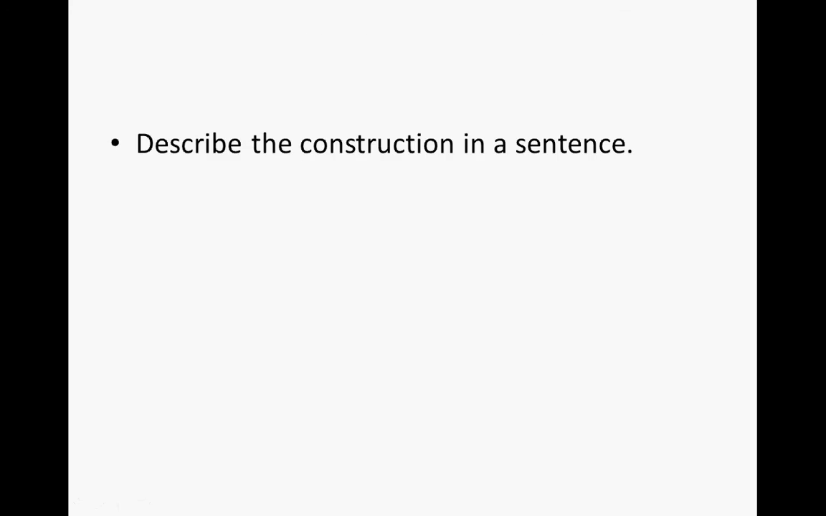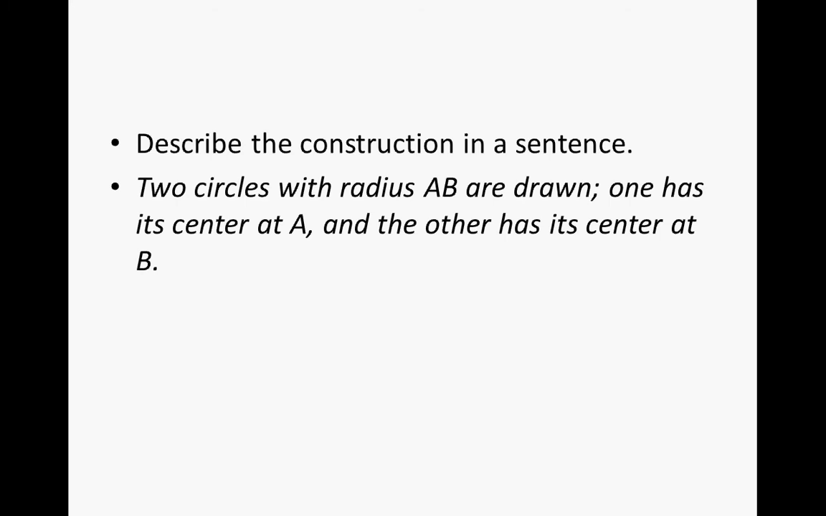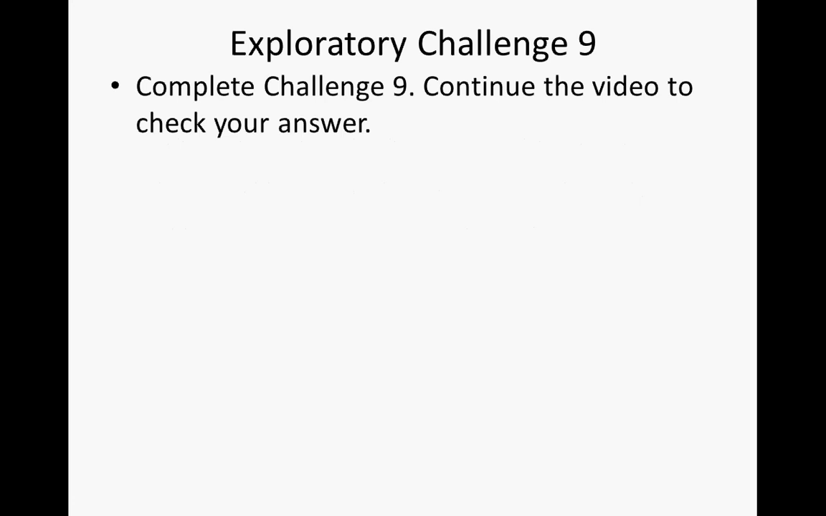So describe the construction in a sentence. How would you describe this previous construction? Well, two circles with a radius of AB are drawn. One has its center at A, and the other has its center at B. All right, exploratory challenge 9. Complete 9 and continue the video to check your answer.